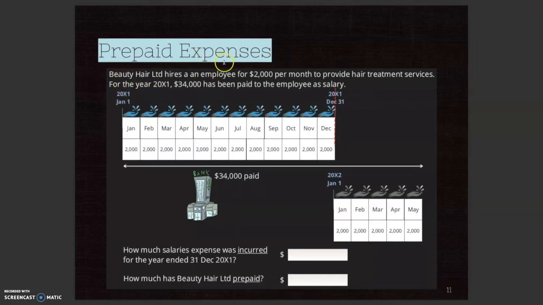Let's take a look at another example. This time round we focus on prepaid expense. Here you hire an employee again, 2,000 per month. Okay, so how much have you incurred? You paid 34,000 to this employee. Obviously it's more than what you should have paid. So how much have you prepaid? Okay, you are right. If your answer for the amount of expense incurred is 24K, you get 2,000 times 12. You have overpaid by 10K. Okay, you only need to pay 24,000, but you have paid 34,000.